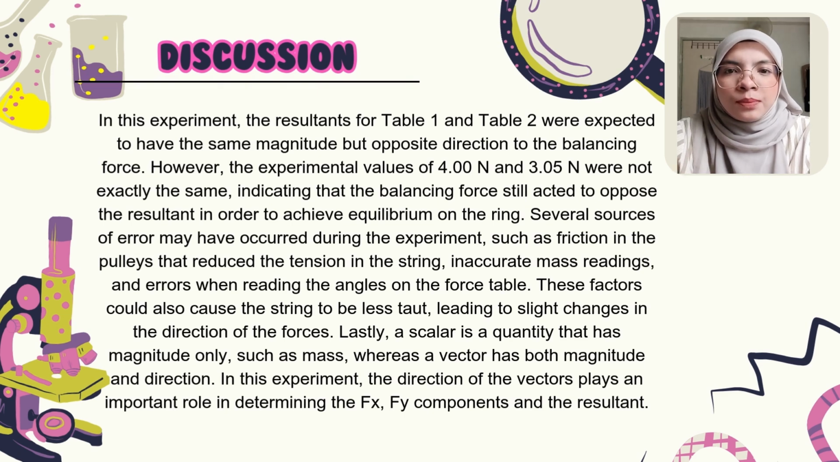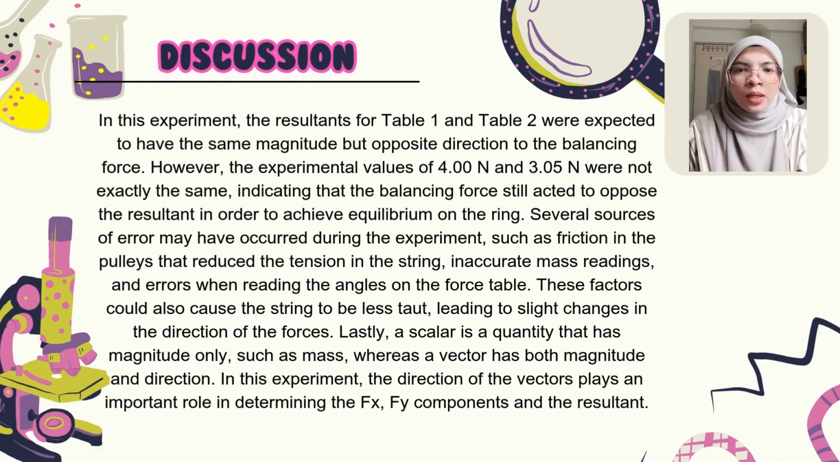Several sources of error may have occurred during the experiment, such as friction or irregular tension in the strings, inaccurate mass readings, and errors in reading the angle on the force table. These factors could also cause the strings to be slack, leading to a slight change in the direction of the force.